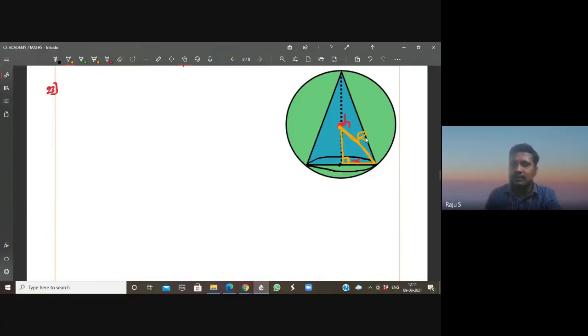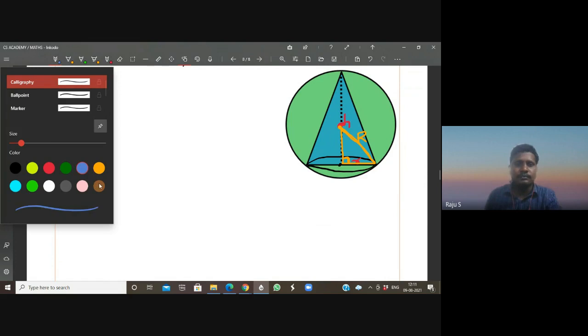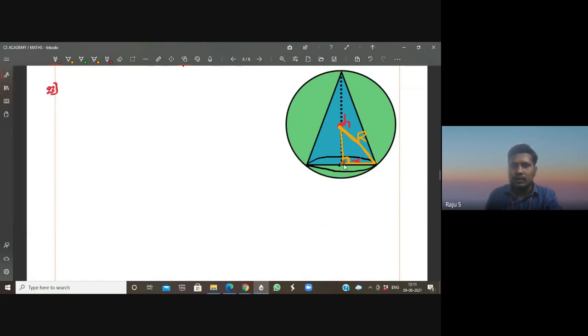whose hypotenuse is capital R and one of the sides is small r. Then what about this height? If I take the height of the cone, I'm taking it as AB. This is A, this is B.